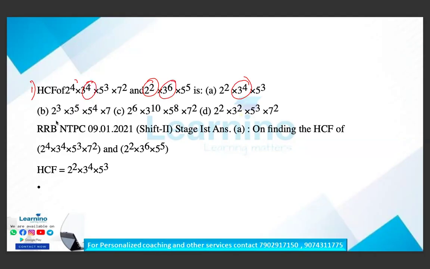3 raised to 4, and then 5 raised to 3. So the answer will be 2 raised to 2 into 3 raised to 4 into 5 raised to 3.